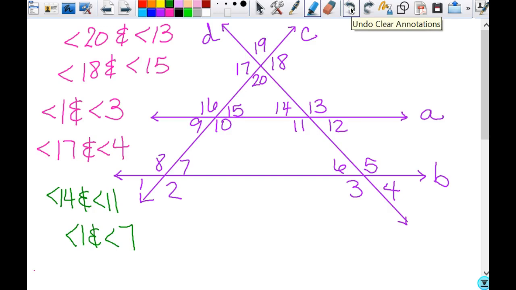Find 1 and 3. I don't need A. A can disappear. 1 and 3 still exist, right? And what type of angle pair are they? Corresponding, because again, they're in the same position, right? We all okay with that? All right, and then 17 and 4.